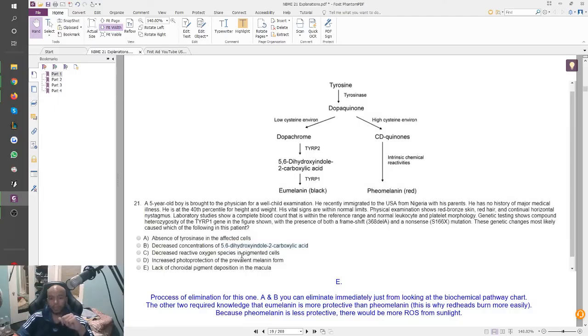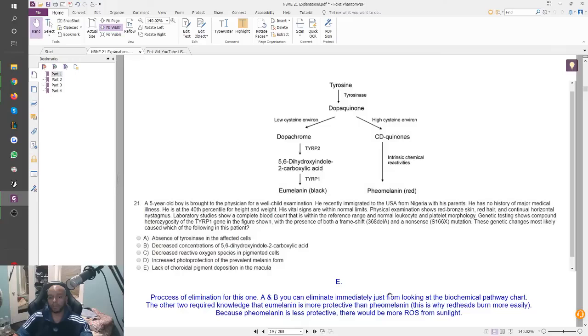Decreased reactive oxygen species in pigment cells. There's no reason for reactive oxygen species to not be working. That's something that's more so related to chronic granulomatous disease and NADPH oxidase. Irrelevant here. C doesn't make sense. Increased photoprotection of the prevalent melanin form, or lack of choroidal pigment deposition in the macula, which was the correct answer. Now, picking between D and E is something that would really come off of your own understanding of medicine and understanding of this patient's question over here. Process of elimination for this one.